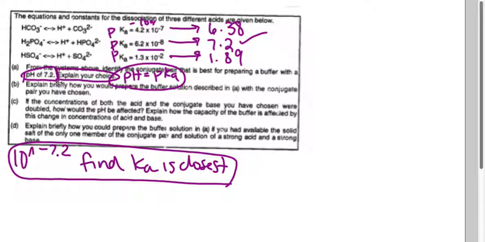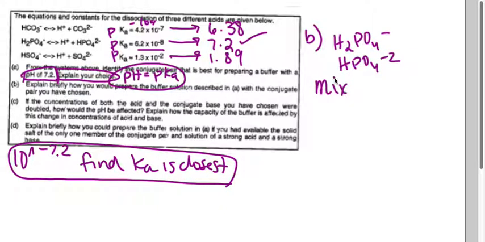Part B, explain briefly how you would prepare a buffer as described with the conjugate pair you have chosen. So in Part B, that conjugate pair we chose was H2PO4- and HPO4 2-. You've kind of already answered this question by saying pH equals pKa. So what does that mean? What would you do when you made it? You're kind of reiterating something. You'd mix what?